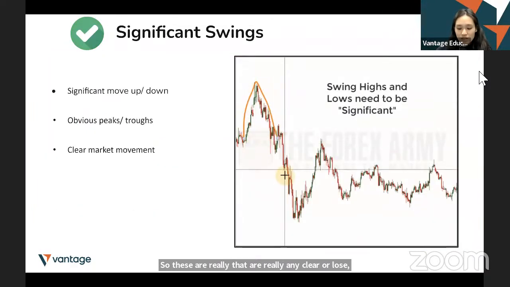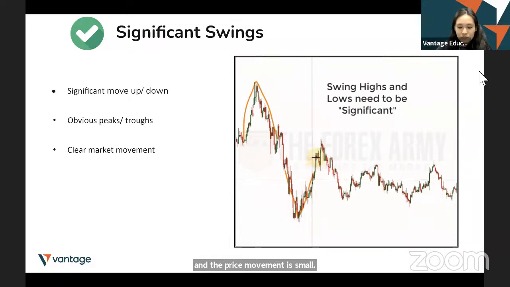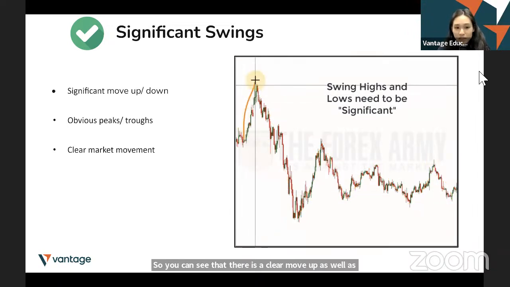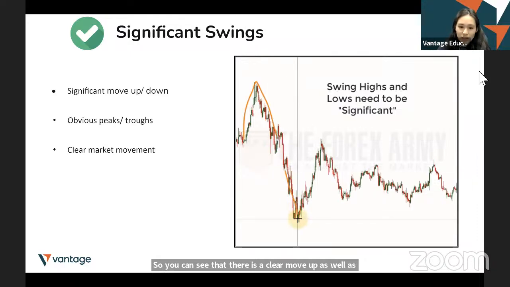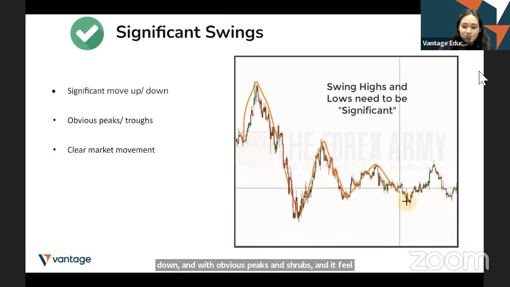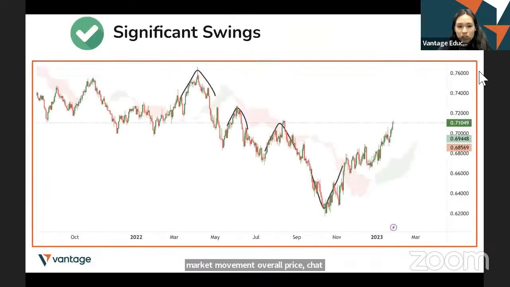Here's a correct example with significant swings. You can see that there is a clear move up as well as down, with obvious peaks and troughs, and a clear market movement for our price chart. Here's another example. I've drawn out the peaks and the troughs to point out exactly how clear they should be.